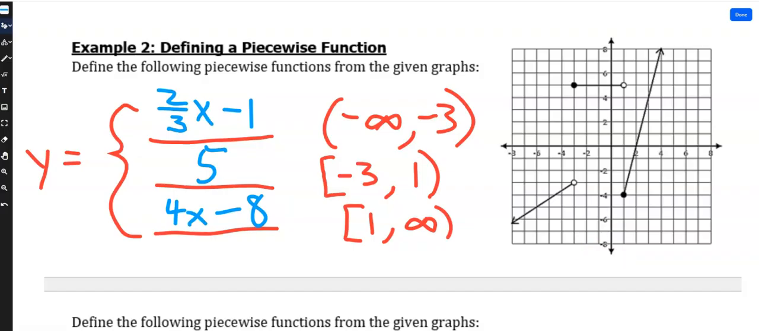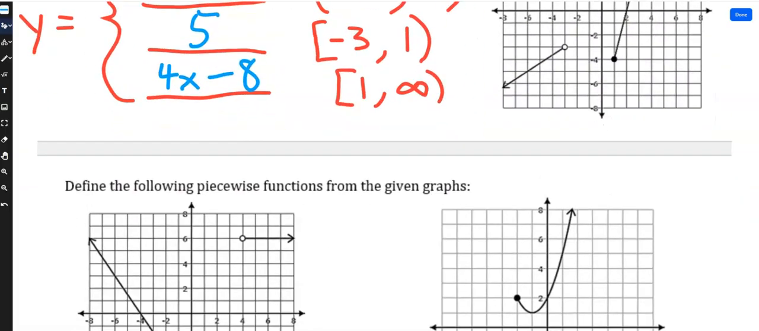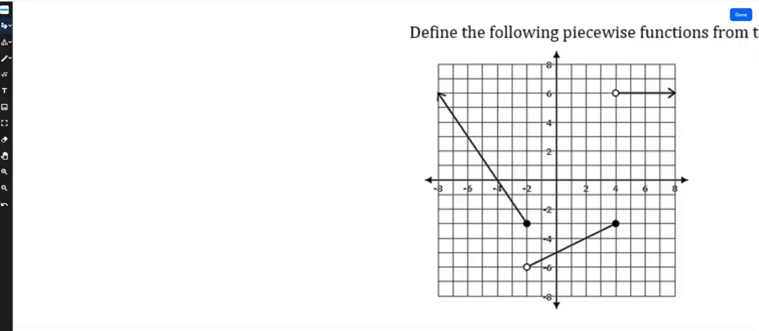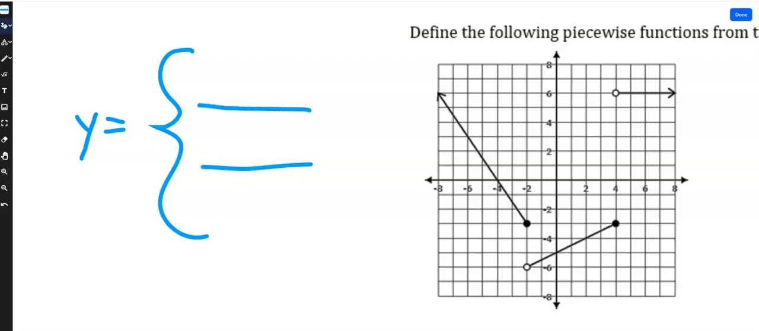So that's the piecewise function from that picture. Okay, so we're going to try a couple more of these. So we've got y equals, and we're going to do 1, 2, 3. We can go from -infinity to -2, and from -2 to 4, and 4 to infinity.